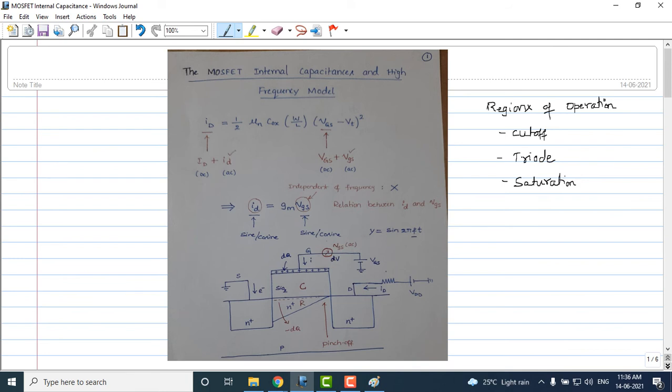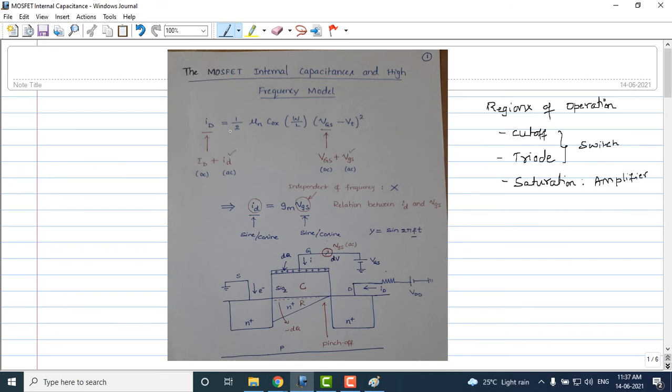So depending on application, MOSFET can be operated in different regions. Cutoff region and triode, they are preferred for switching operation, whereas saturation region is preferred for amplifier application. Okay, since here in analog circuits in this course, we are going to use MOSFET as an amplifier.